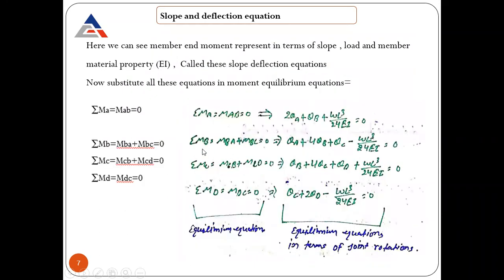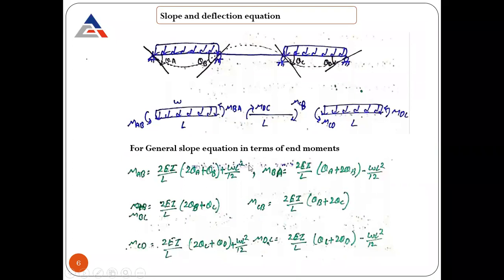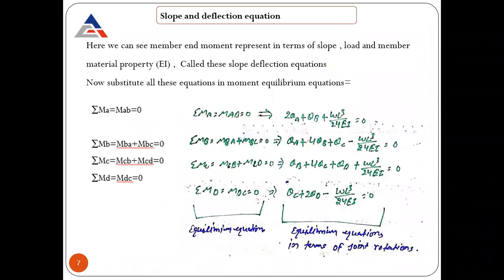So what we need to see now is that we have the values and we need to solve them. Whatever values we are getting from here, MAB, MBA, MBC, MCB, MCD, and MDC, you need to put all the values into the static equilibrium equations. What are these static equilibrium equations? These are the static equilibrium equations that we just wrote. We call them joint equilibrium equations.